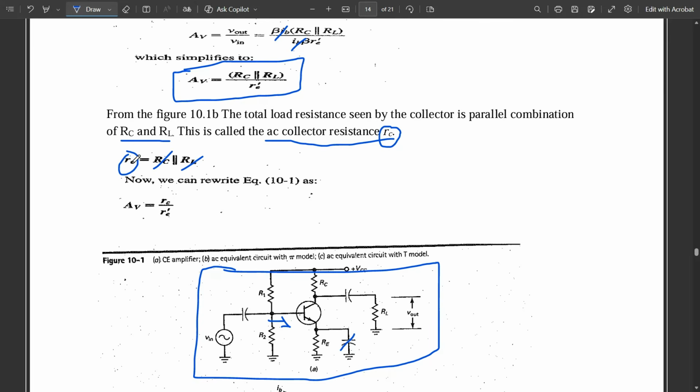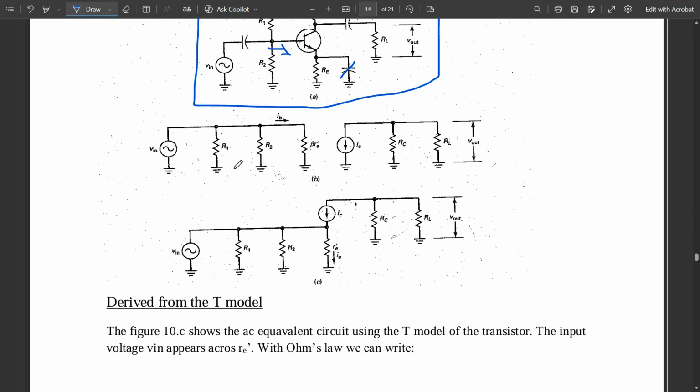So if you want to further simplify and write it in terms of AC elements only, we could write the final voltage gain equation like this: AV is equal to small rc divided by small re dash in terms of the pi model. Okay, so now let us get to the T model.